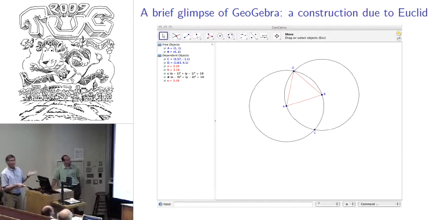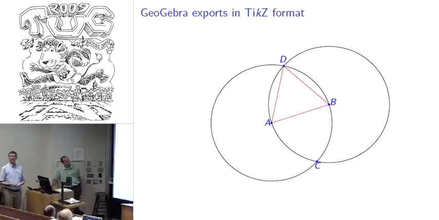I started, just as before, with two points A and B. Using the menus, I constructed the two circles and put in the points. You can't see it from up here, but there's a way to export this. You export to TeX format. You don't need to know anything about TeX. You just take the output it produced, put it into your LaTeX file, and boom, there you get it.